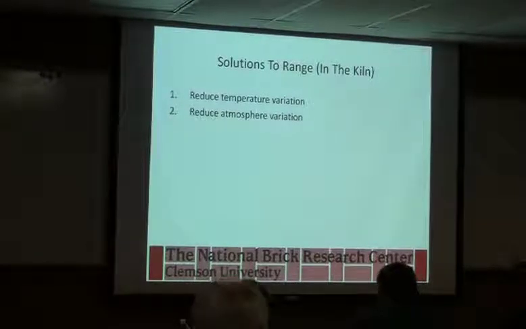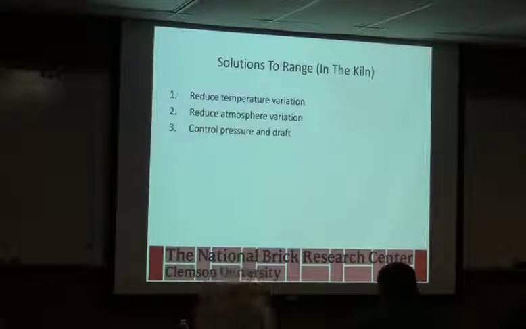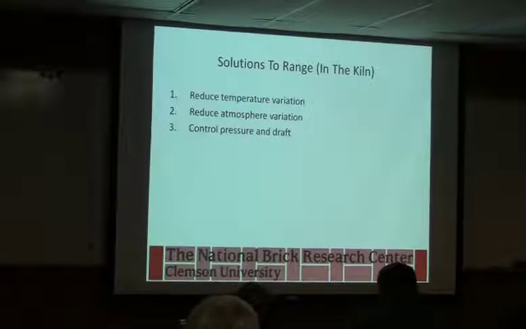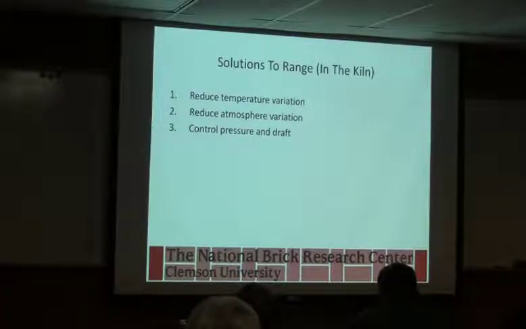Reduce the atmosphere variation, again, circulation. The more you keep the stuff circulating, the more even typically you have. Control pressure and draft. Control where the draft is coming from. If the draft is coming down the kiln, that's usually acceptable. If it's coming past your seals, not as much, because then you'll form cold spots and you'll end up with other issues on the kiln cars. Eliminate leaks.